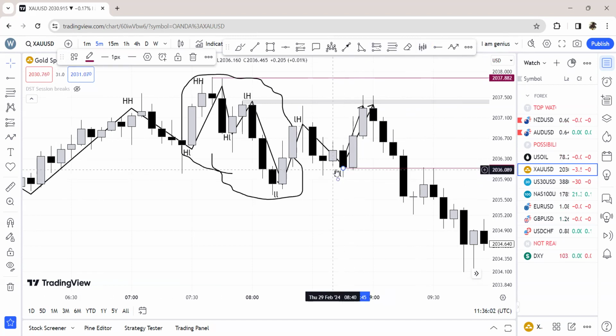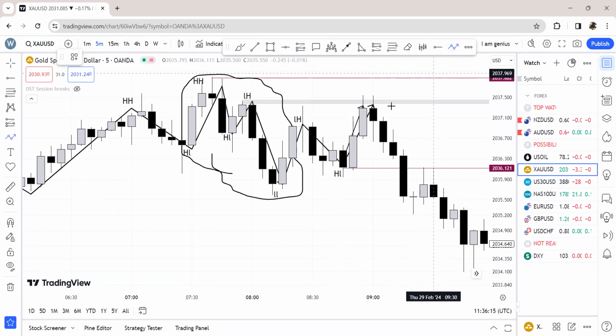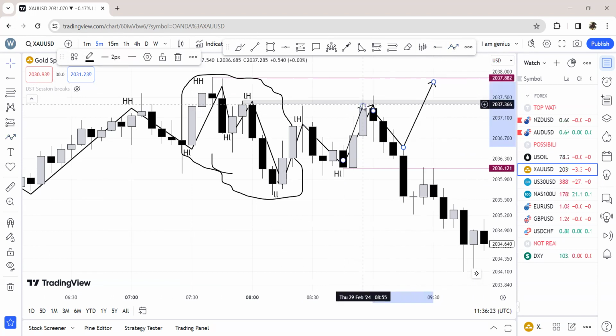Now, in order for the market to continue in this new uptrend it's forming here, it has to not go below this level. It has to continue from here, reach somewhere around this level, and then push right back up and break this previous high.